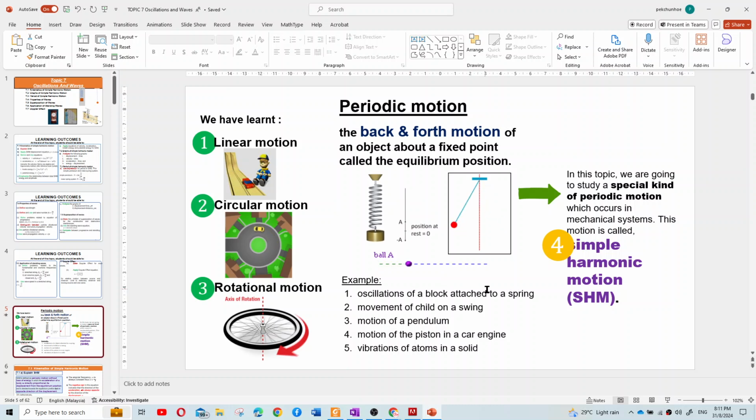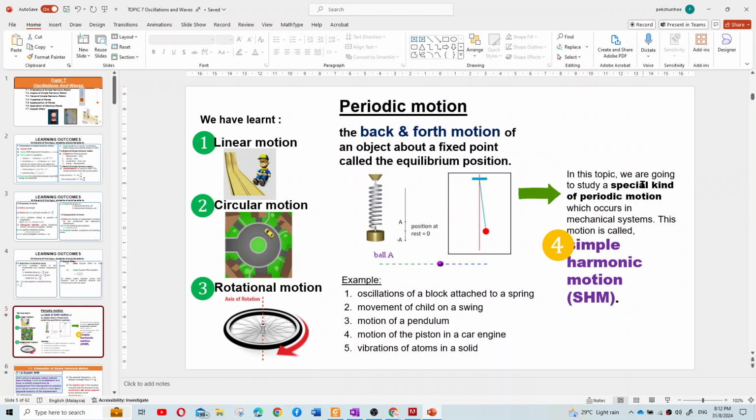Other examples: oscillation of a block attached to a spring, the movement of a child on a swing, the motion of a pendulum, and a piston in a car engine, which always goes up and down. There is also the vibration of atoms in a solid. We just cannot see it with our eyes, but atoms always vibrate. This vibration is also a kind of oscillation.